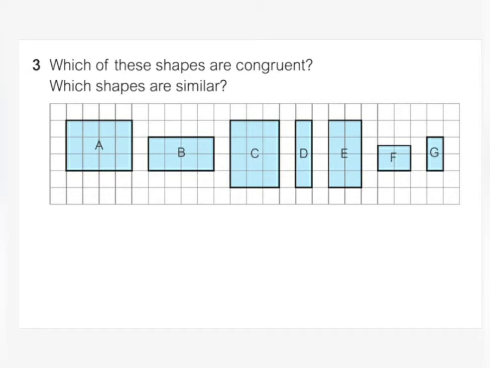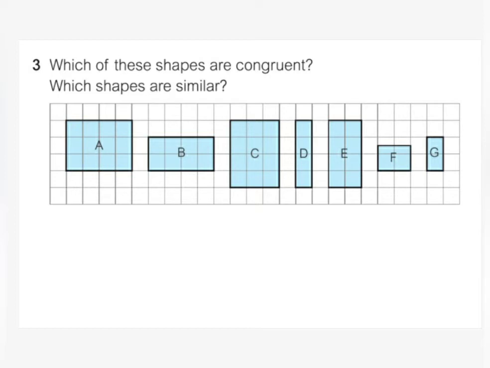Now, we're going to study congruent and similar shapes, and we're going to differentiate between them, and we're going to study the rules of congruence in triangles. Now, first, let's take a look at this question, and we will answer together. Question 3, which of these shapes are congruent? And which shapes are similar?